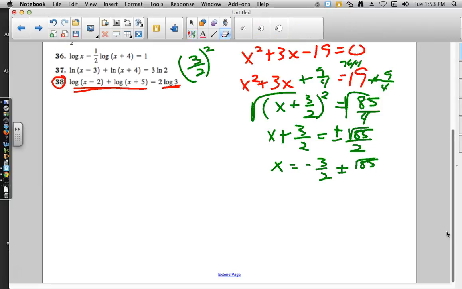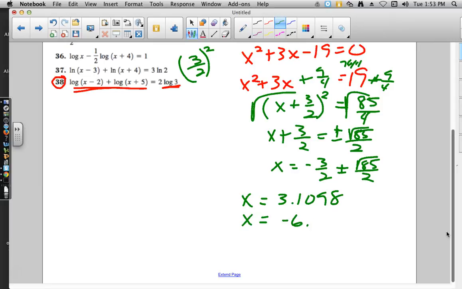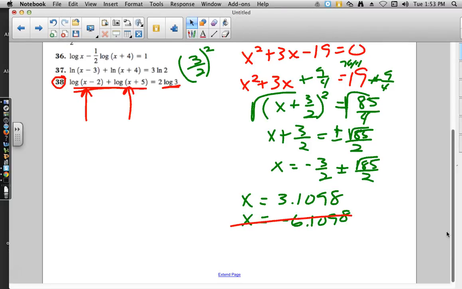and consider the 85 and whether or not we have any perfect squares that go into that. But again, we wouldn't necessarily need that to get our answers here. So negative 3/2 plus the square root of 85 over 2 is 3.1098. And then with the subtraction, negative 6.1098. But again, if we go back to the original, we'll see that these terms are linear, which means one answer, and again, the negative is not useful to us. So that's one good method for solving each one of those, and that should be enough.